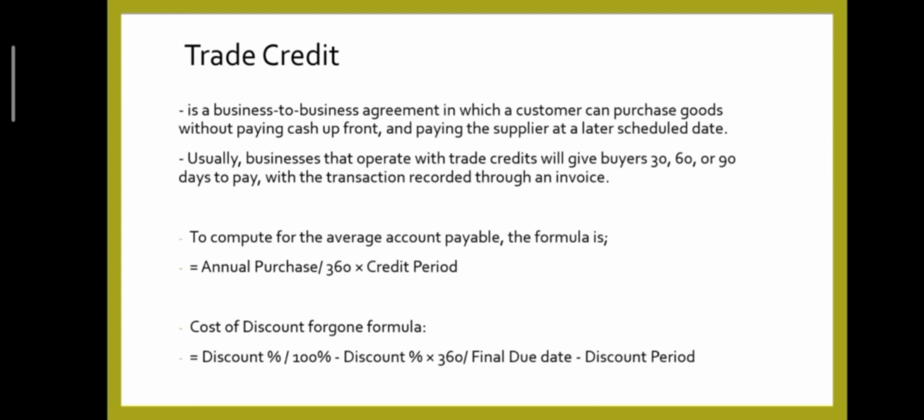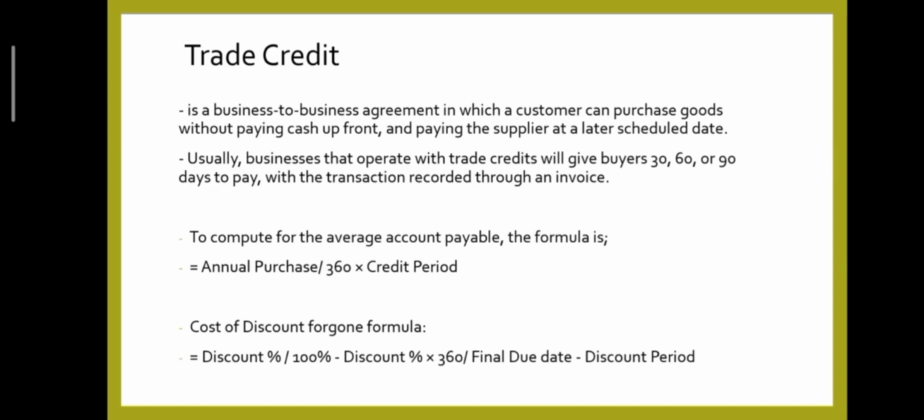Now, given this formula on how to compute for the average account payable of a trade credit, first we have the annual purchase divided by 360, and then we will multiply it by the credit period. Why is it 360, by the way? It is 360 because it is the nominal days in a year.